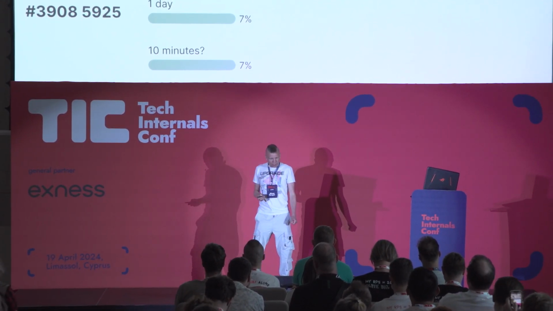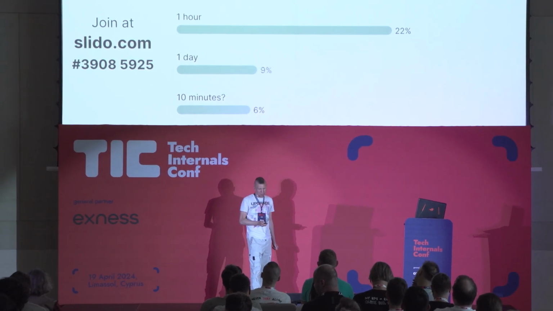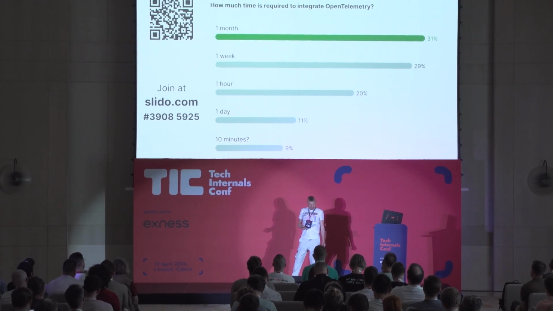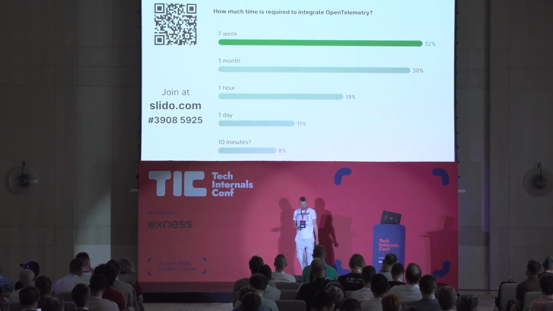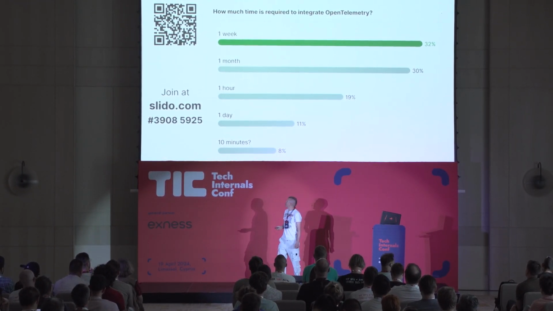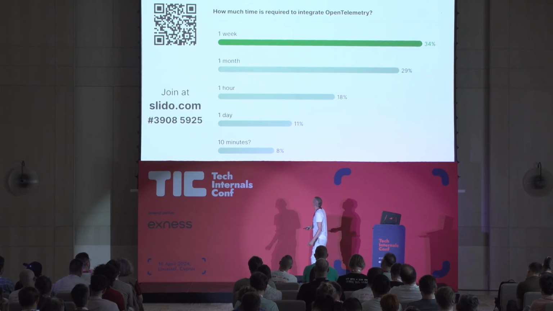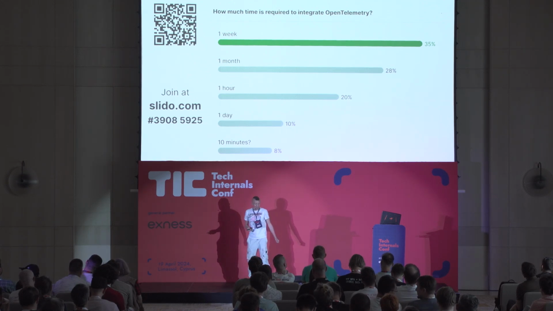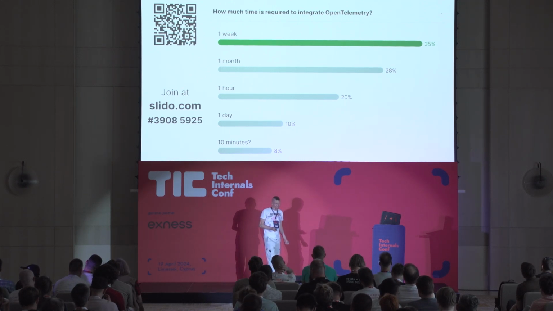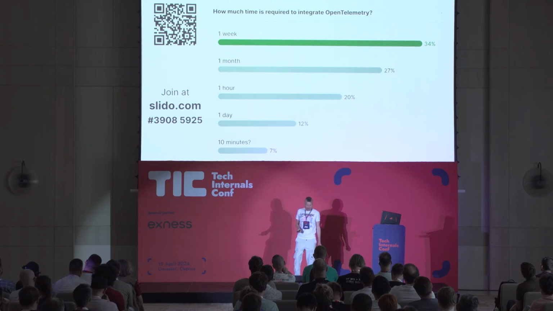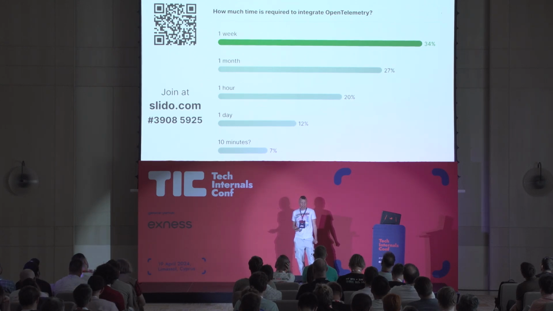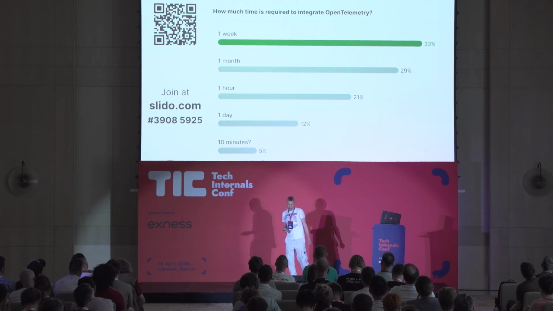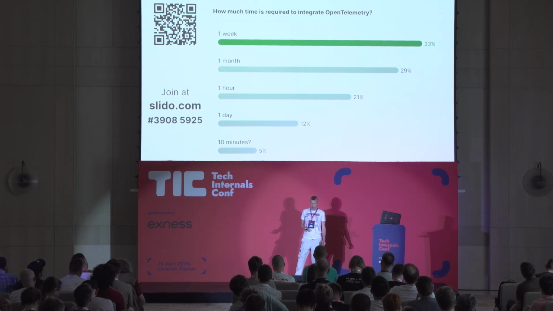We have 1 month. Oh, 1 week is pretty popular. Oh, we have a draw. Okay, 1 month, 1 week, 1 hour, 1 day. Okay, 1 week, pretty obvious, because a week is a lot of time, and we should have enough to integrate it. Okay, we have 42 participants, and 1 week is still the most popular.